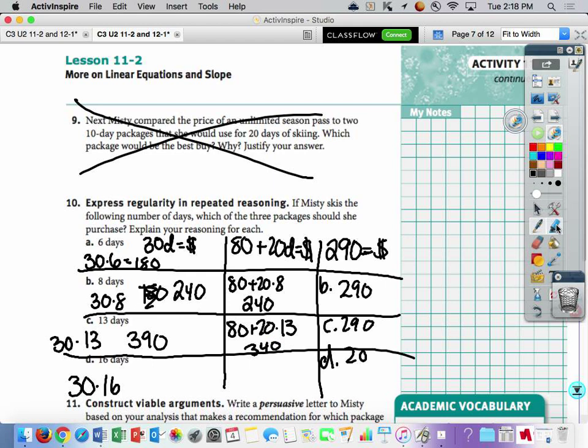Okay, so you can tell this first day, oh, I forgot a calculation. So this first day it's going to be 80 plus 20 times 1, so that's going to be 80 plus 20 is 100. Okay, this first day, and she's only planning on doing one day, this is the best deal. For day 8, these are both the best deals. For the 13th day, this one's the best deal. And for 16 days, you're going to have to figure that one out because I am not doing that one for you. Alright.